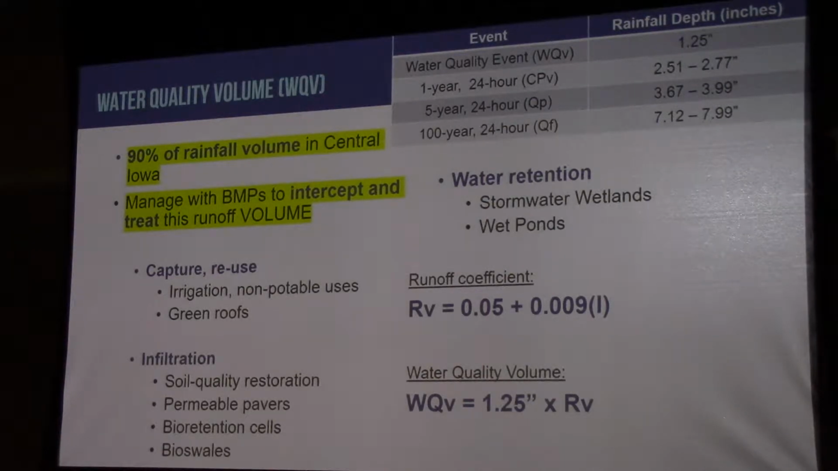And the goal with the water quality volume is really to treat for water quality. So we're looking at a storm event that's 1.25 inches in depth. And how that was picked is basically that 90% of the rainfall events in central Iowa are that size or smaller. So 90% of the time when it rains, it's either 1.25 inches or less.